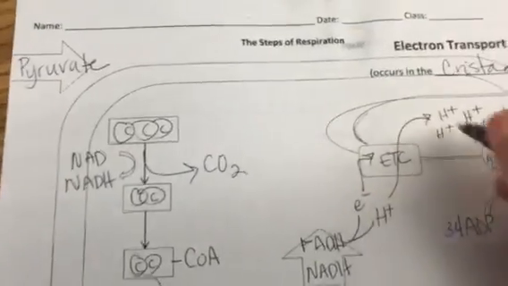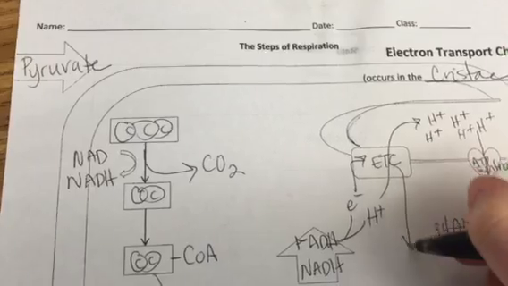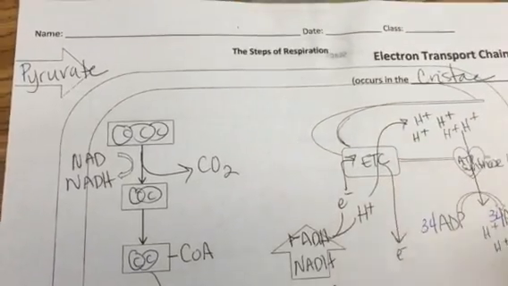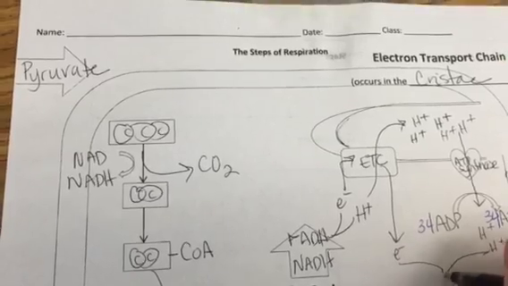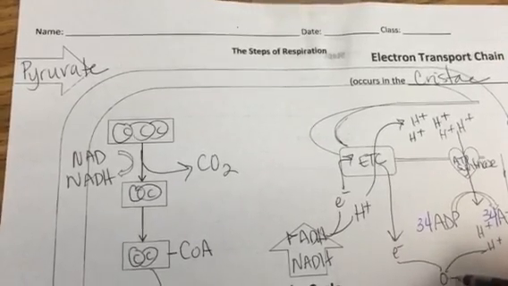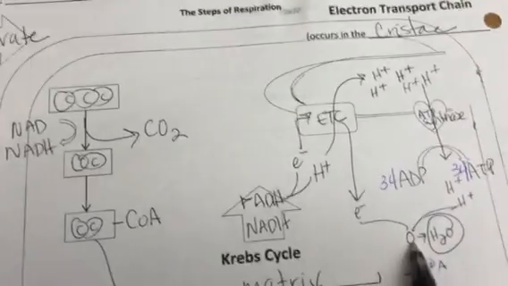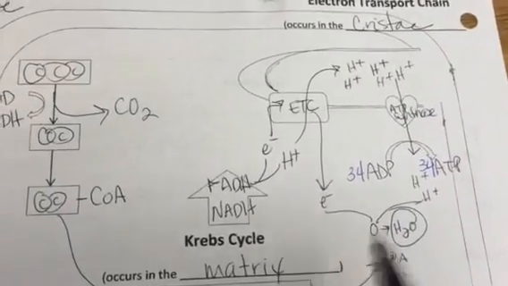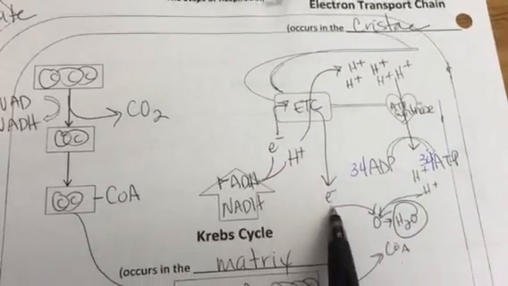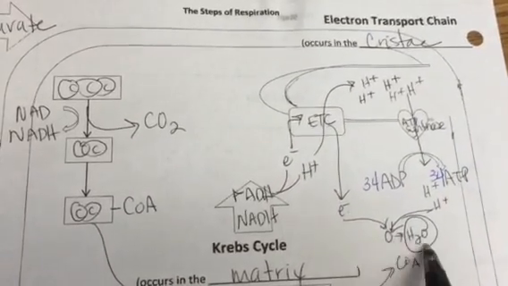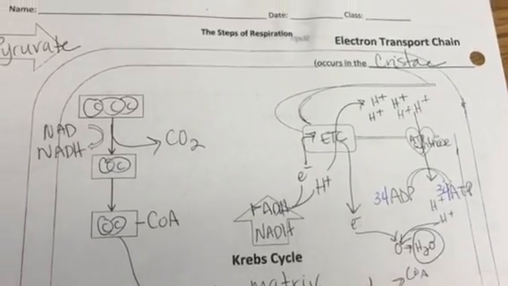Now, all of these electrons that came from the electron transport chain have to go somewhere, and they are going to unite with some of these protons over here and oxygen to form water. Oxygen is known as the electron acceptor. It will accept all the electrons from the electron transport chain, combine them with the protons to form water as a waste product. And that's it.